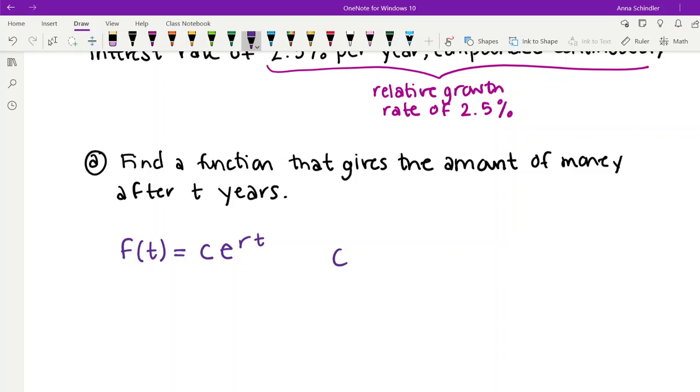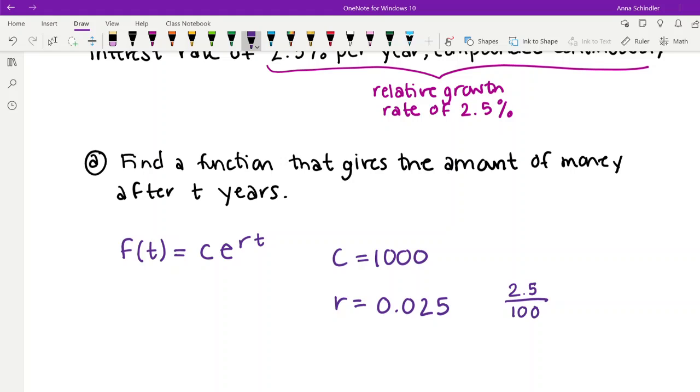So in this case, our initial amount is 1,000, right? We started with $1,000. And so for the rate, we need to figure out how to write 2.5% as a decimal. If it was 2%, it would be 0.02, right? That would be 2%. So 2.5% is 0.025. And if you were not quite sure how to write this, you could take 2.5 and divide it by 100.